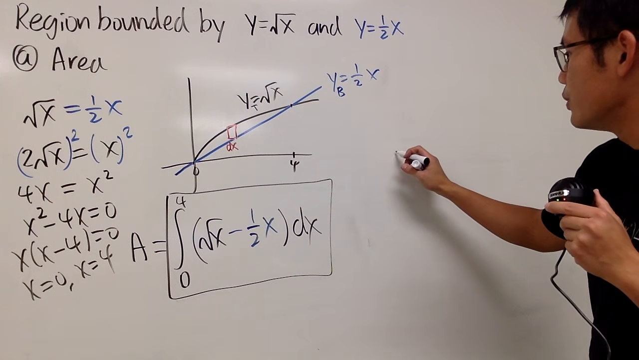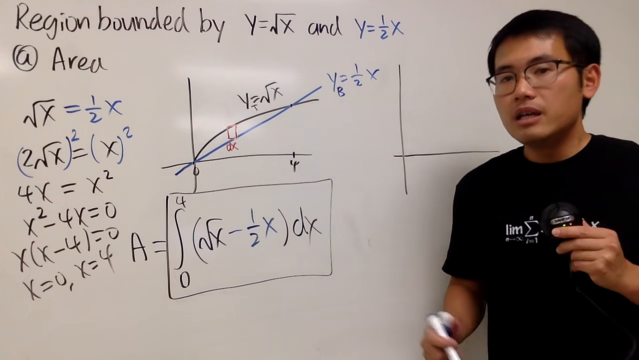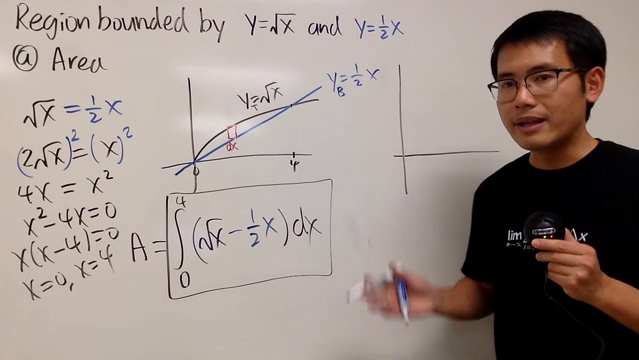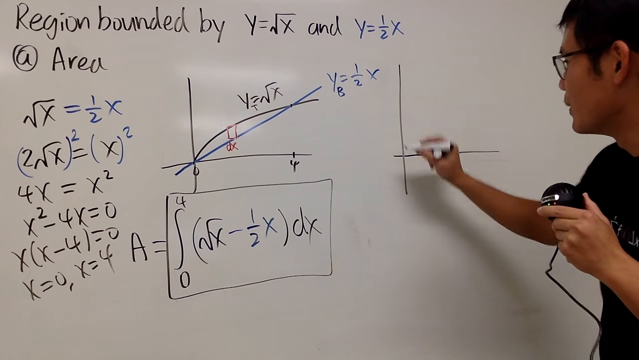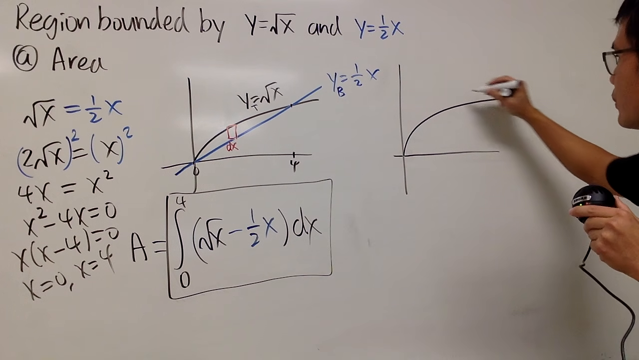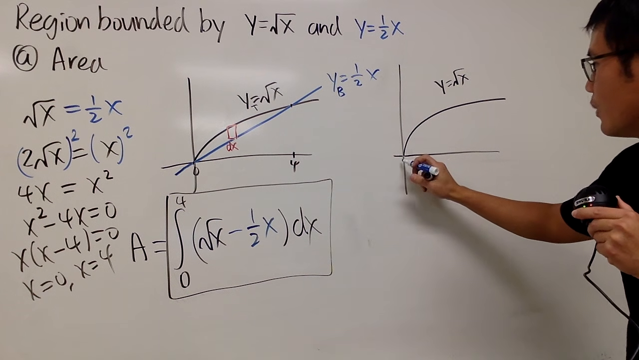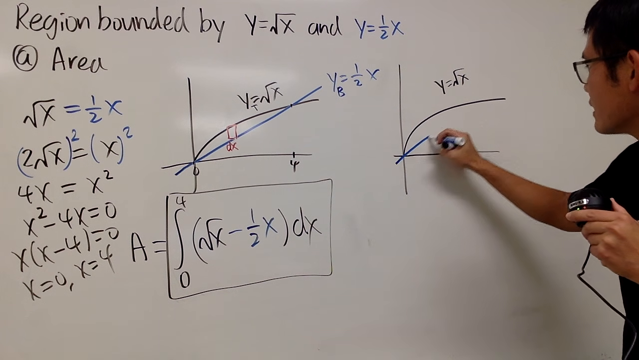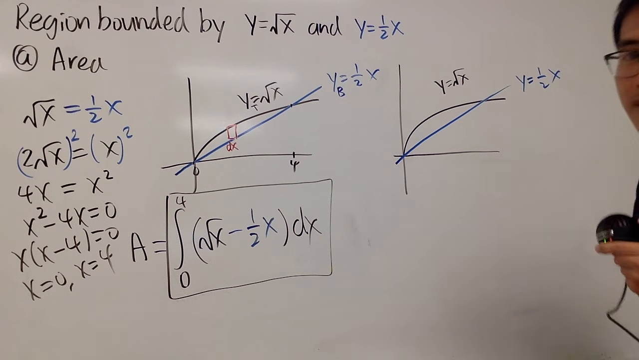Well, what if you wanted to do the horizontal rectangle approach? Is that possible? In this case, yes, and it's also good practice to have a look right here. So let me just repeat what we did earlier. Here is y equals square root of x, right? And then we have y equals 1/2 x.